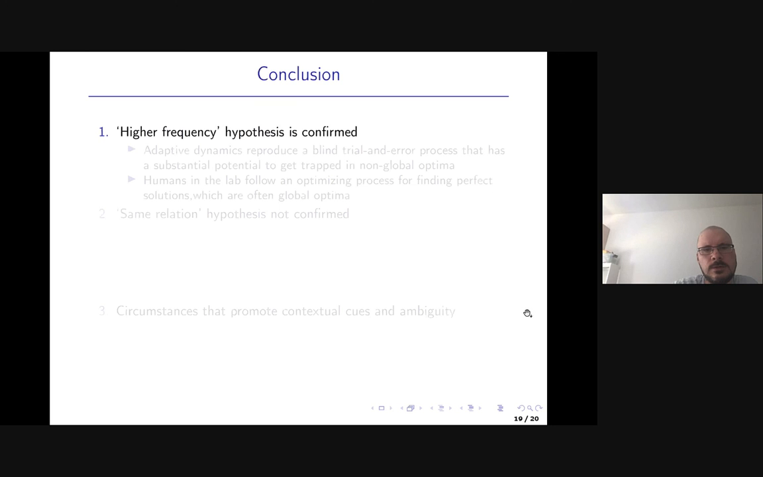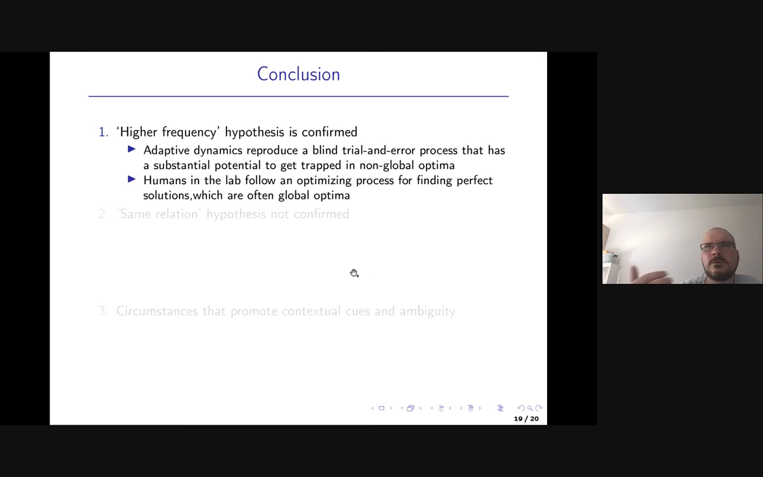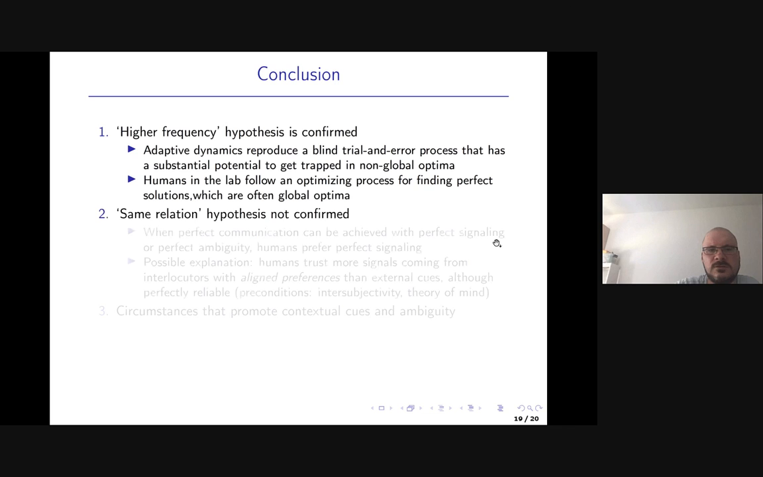So, let me connect this to the hypotheses we had. For example, the higher frequency is confirmed. One important aspect here is that adaptive dynamics reproduce a blind trial and error process, so they can easily get trapped in non-global optima. And humans in the lab, even if they have a success rate of 90%, at least with this kind of simple system, probably often have the incentive to go to 100%. So it's probably not a blind process. They really have the goal to establish perfect communication.